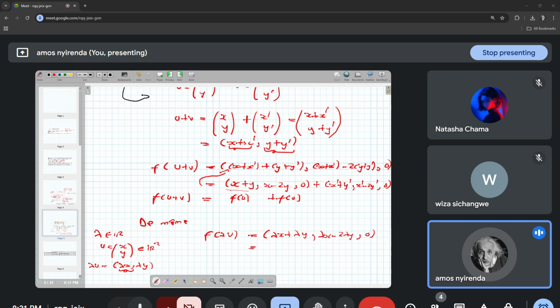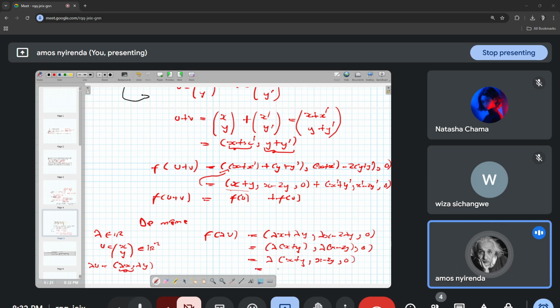Now here you can see that we can factor out a λ. We can factorize by λ and then x + y, like so, and then comma, and then we can also factorize by λ here. We can have x − 2y, like so, and then comma 0. Now we can take out the λ. So λ, and then (x + y, x − 2y, 0).